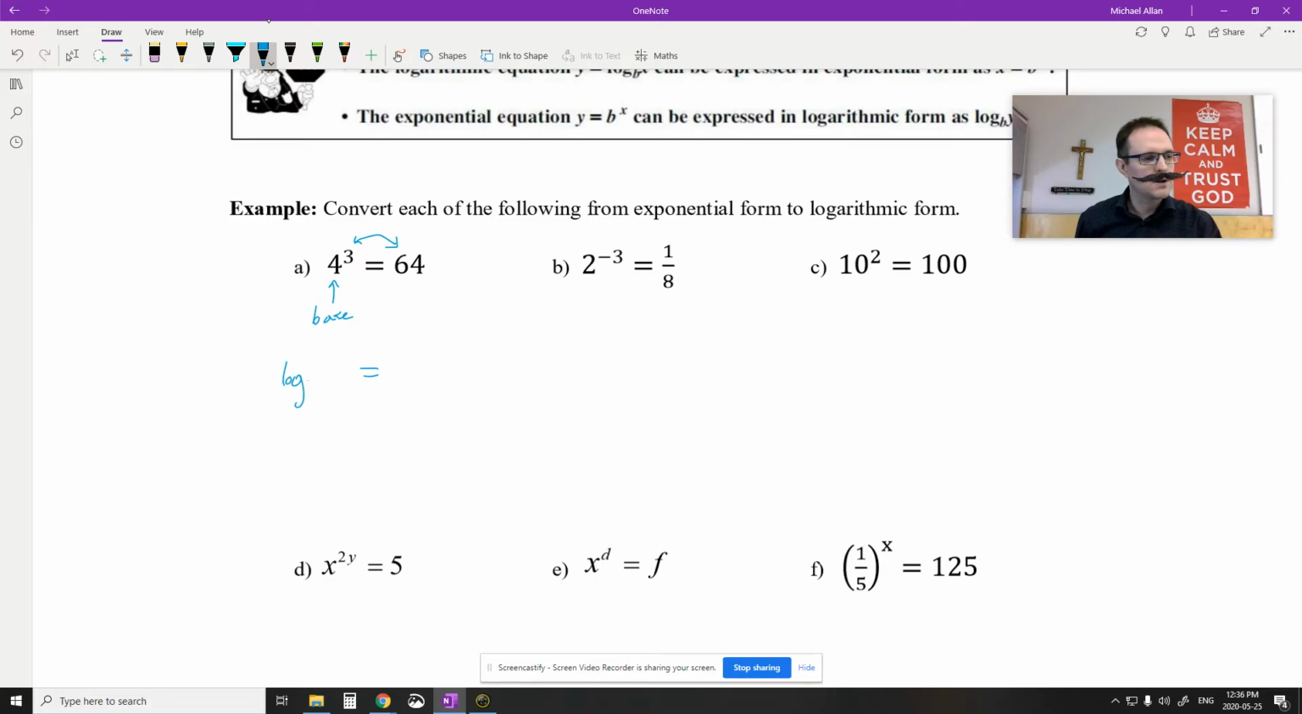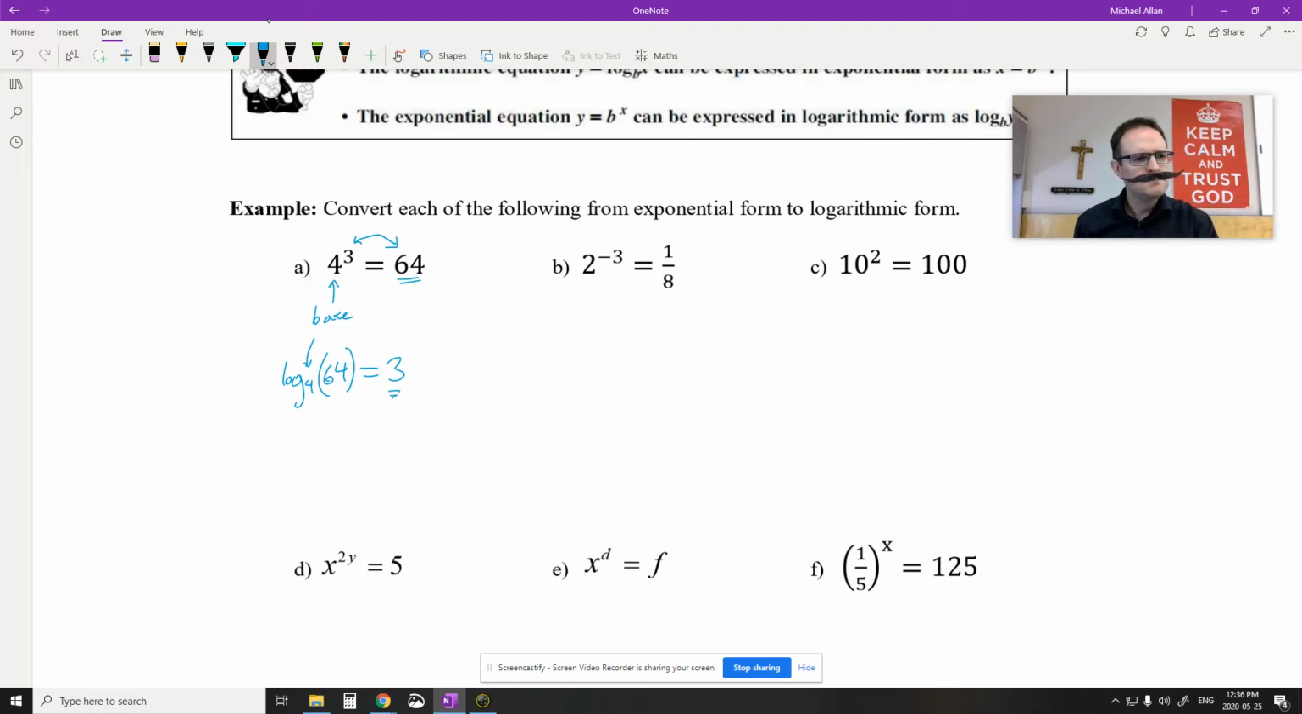If I spell log properly. Okay. So I've got a log base 4, so that stays on the same side there. You can see log base 4. This is a base 4 exponent. And then these are going to switch. I'm going to write log base 4 of 64, so that goes in that spot, is equal to 3, so they switch. So rather than being equal to 64, now it's equal to 3.